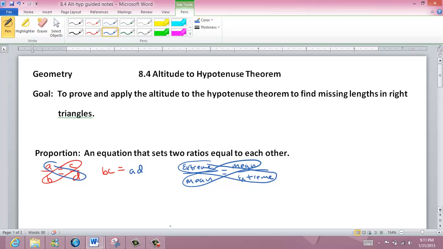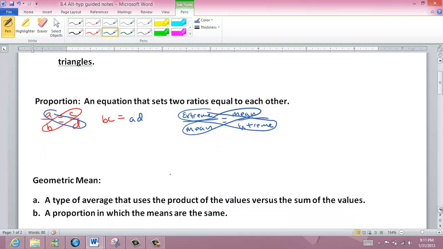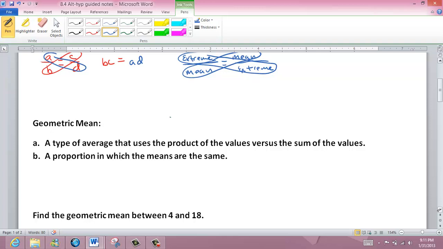This basically sets us up to approach what we refer to in mathematics as the geometric mean. This is something that occurs frequently in all types of mathematics, and is basically a type of average that uses the product of the values versus the sum of the values. Our typical arithmetic mean adds the numbers and divides by the number of terms you added, whereas the geometric mean uses the product of the values and then divides by that number. Now, we look at it a little differently in this class.